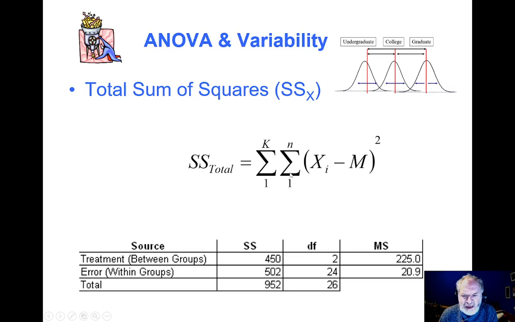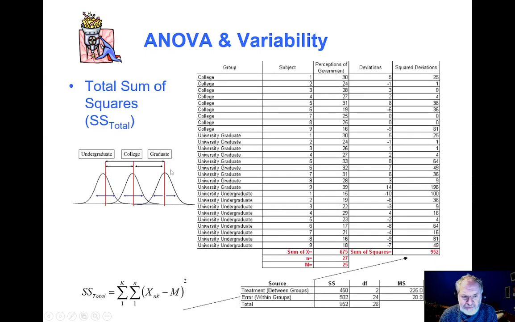Okay, so let's look at that calculation. So here are all 27 students, called my 9 college, my 9 undergrad, my 9 grad. Here are their scores. I sum up all 27 scores. It sums up to 675. I divide it by the number of students, which is 27, since I have 9 students in each of 3 groups. 9 times 3 is 27. The grand mean for my study is 25, right?